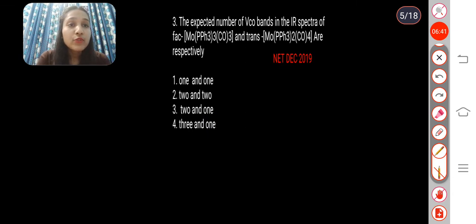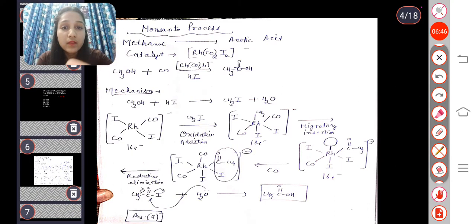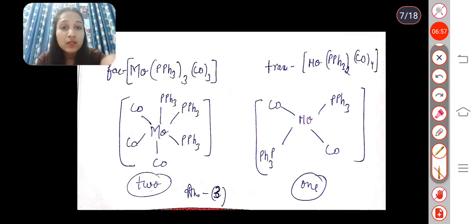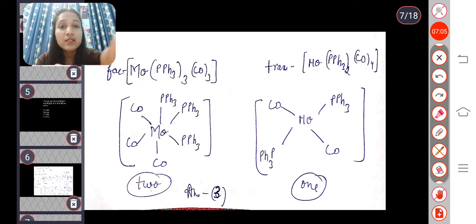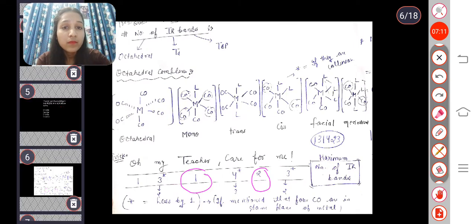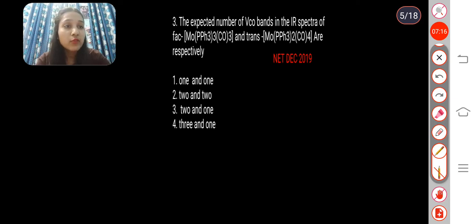So now in our question we have facial and trans product. In the case of facial we have 2 signals, and in the case of trans we have 1 signal. You also see here, in the case of facial we have 2 IR bands, and in the case of trans we have only 1 IR band. So our correct answer is answer number 3, that is 2 and 1. For facial it is 2, and for trans it is 1.